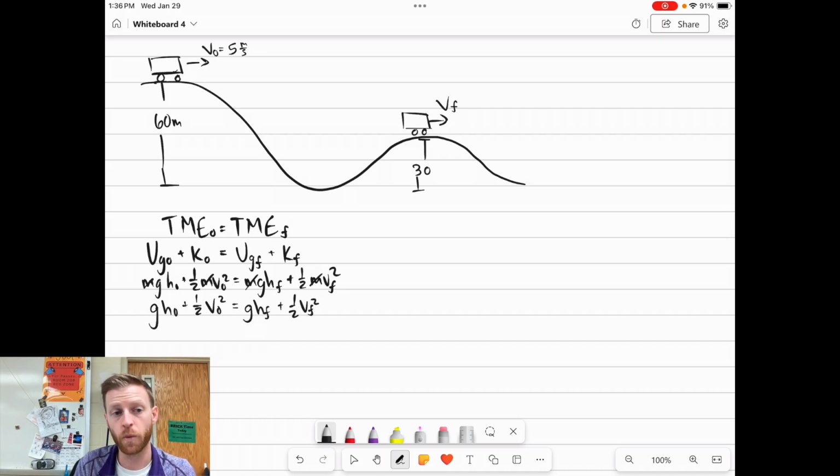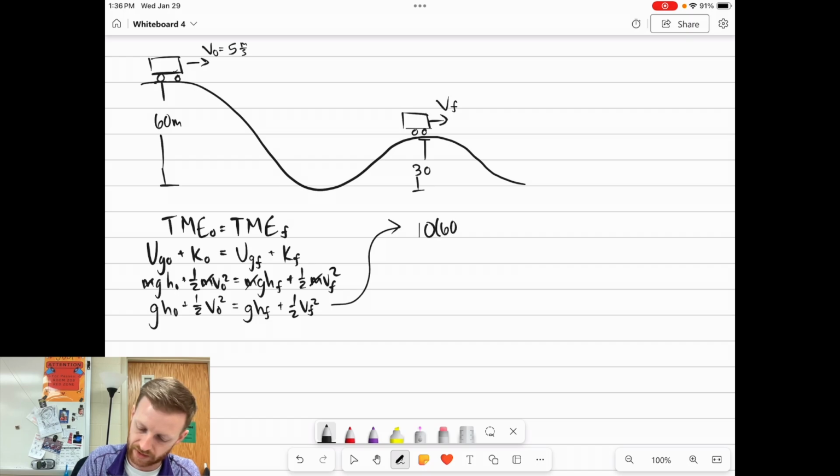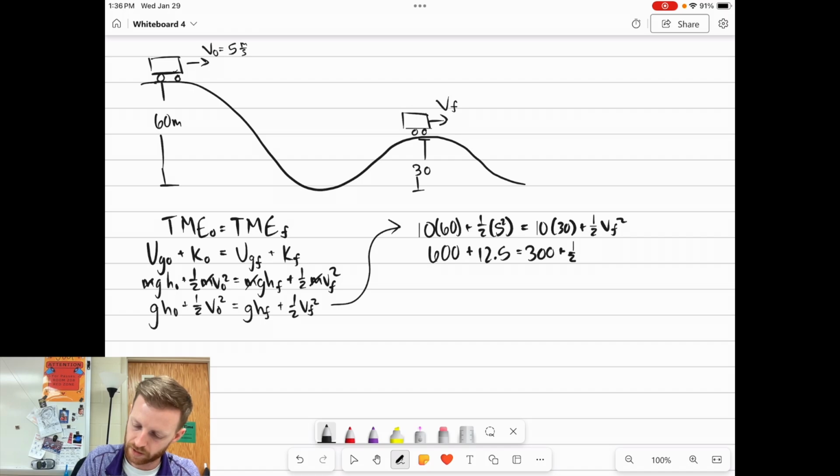Now for some of us, we may want to plug in numbers first and then solve. So I'm actually going to solve that one this way as opposed to doing the algebra first. So I'm going to plug in. We have 10 times 60 plus 1/2 times 5 squared is equal to 10 times 30 plus 1/2 vf squared. I'm going to solve all these out, so I'm going to get 600 plus 12.5 is equal to 300 plus 1/2 vf squared. I have to subtract 300 from both sides.